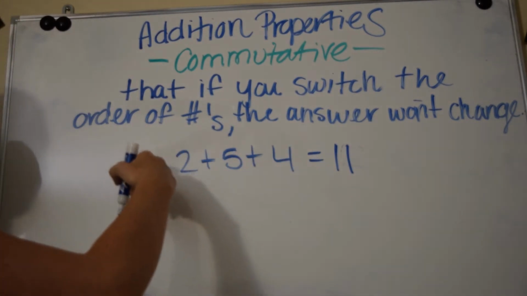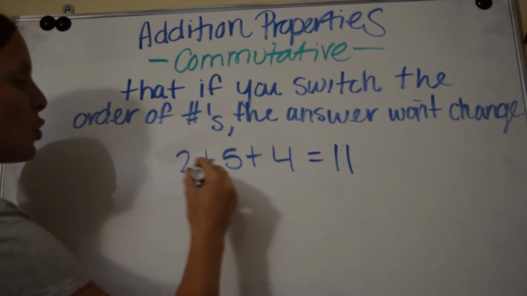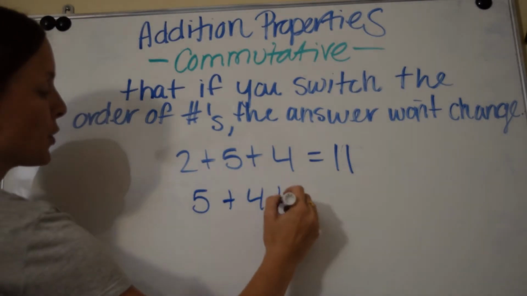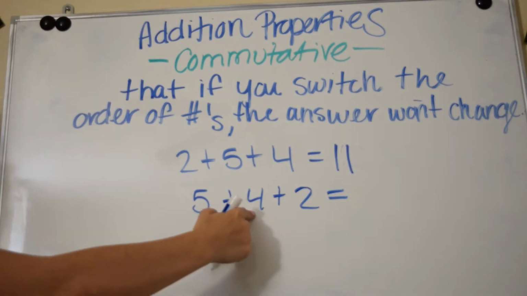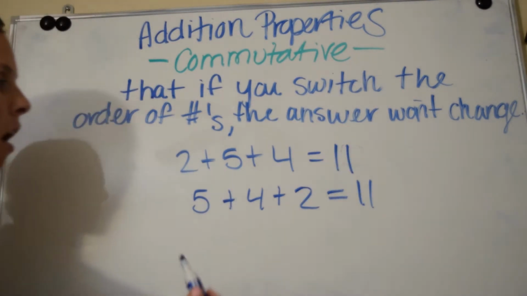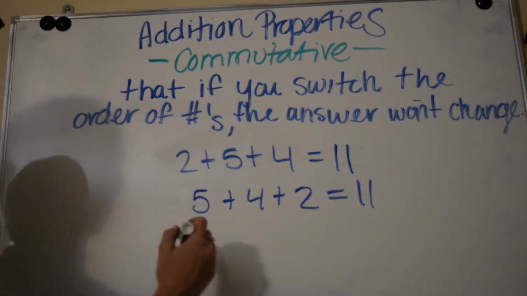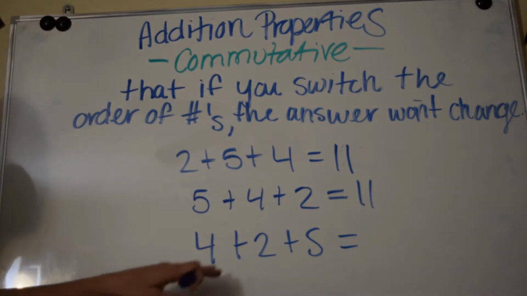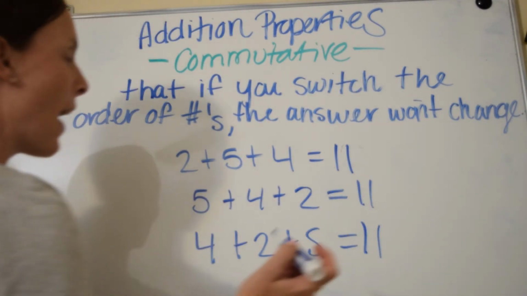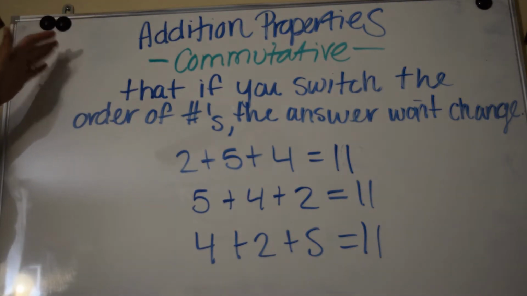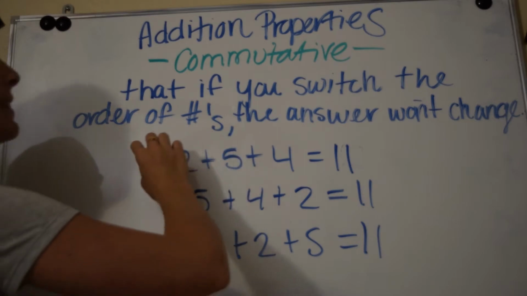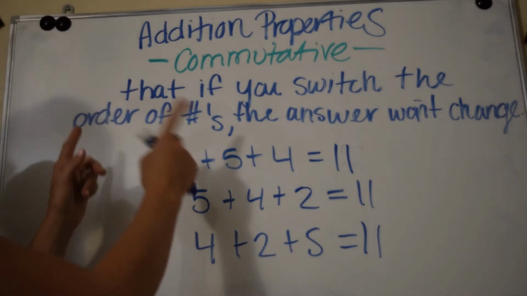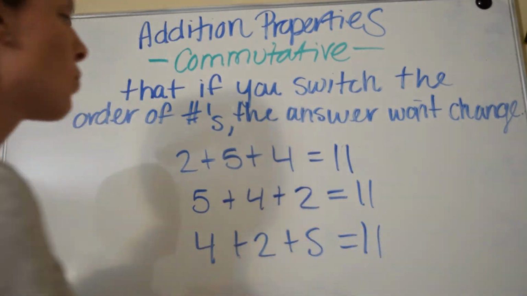What if I switch this order? Commutative property states that if I switch the order, this answer won't change. Let's see if that's true. What if I did 5 plus 4 plus 2? Well, 5 plus 4 is 9, and 9 plus 2 is 11. So far, so good. What if I change the order again? What if I did 4 plus 2 plus 5? Well, 4 plus 2 is 6, and 6 plus 5 is 11. Wow, it is true. So again, the commutative property states that if you have an equation with addition only, notice that we're only working with addition right now, if you switch the order of the numbers, the answer won't change.